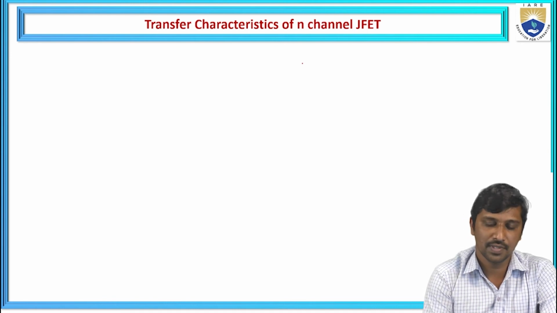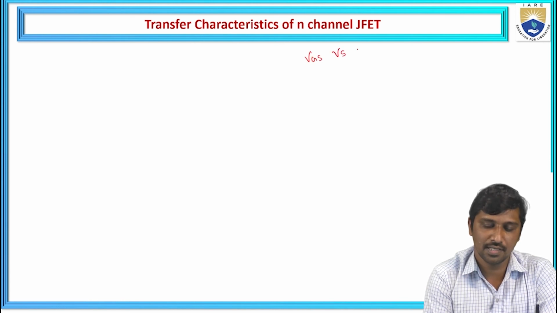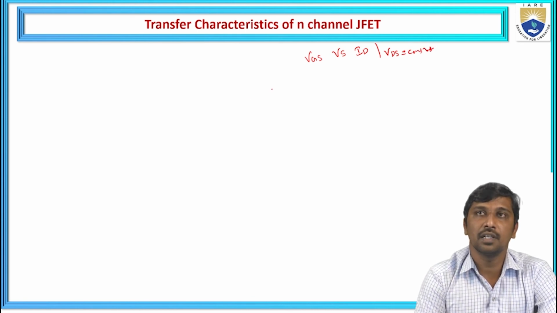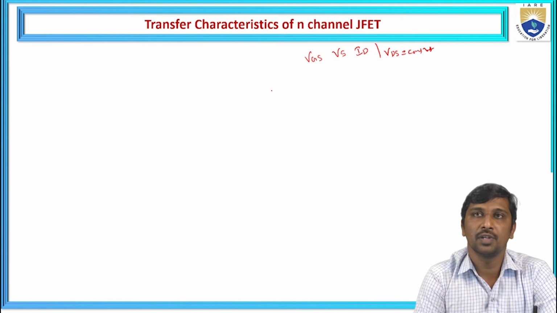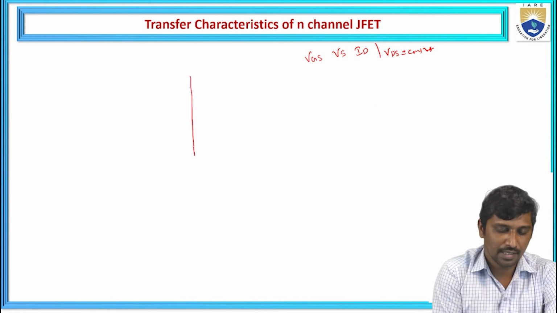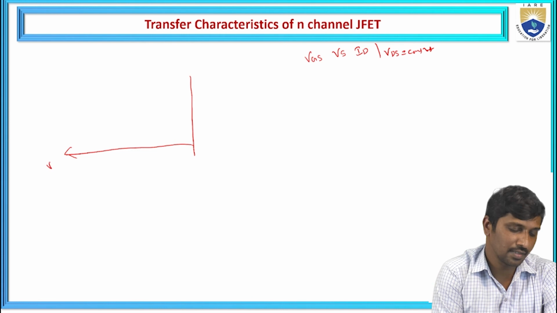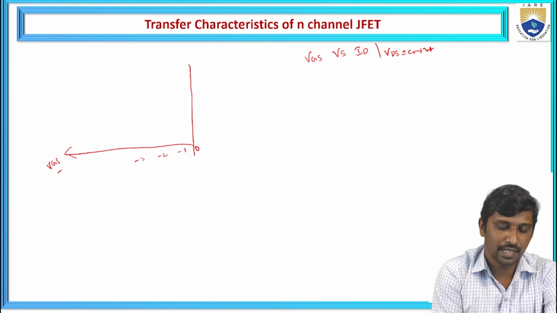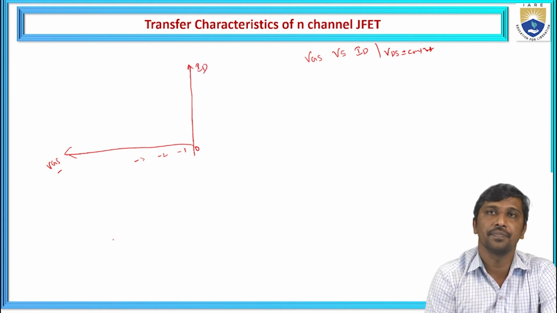If you want to plot the transfer characteristics, the characteristics are drawn between VGS versus drain current by keeping VDS constant. From the construction principle of the N-channel JFET, if you want to limit or control the flow of drain current, we identified that the gate voltage should be a reverse voltage. Hence, I am going to take the x-axis in the negative, reverse direction. This is VGS, the negative voltage, -1, -2 like that. And the y-axis represents the drain current.